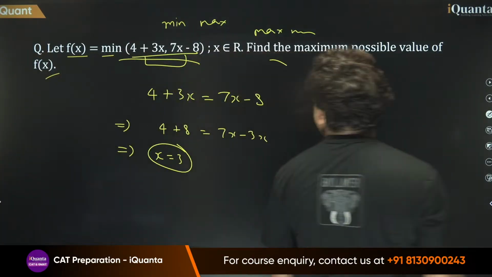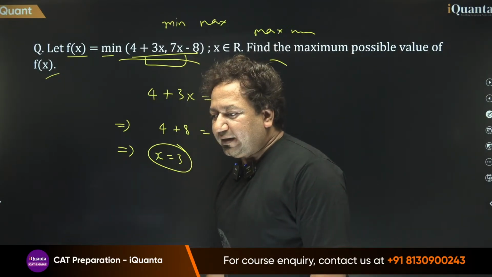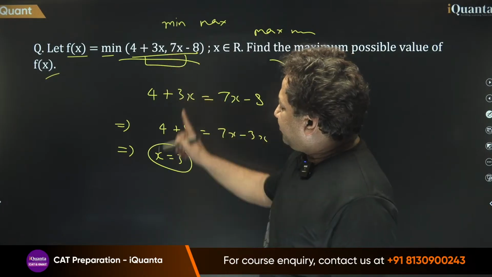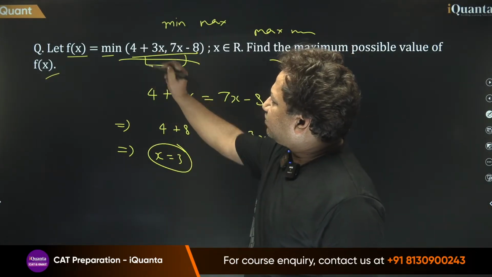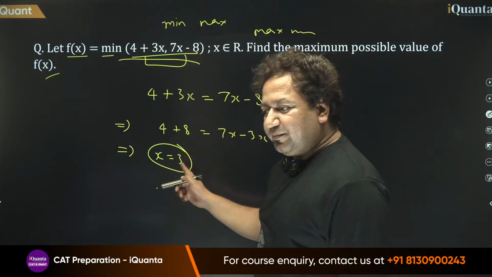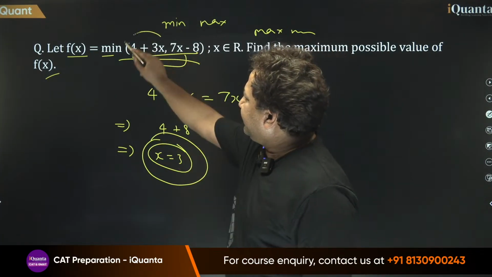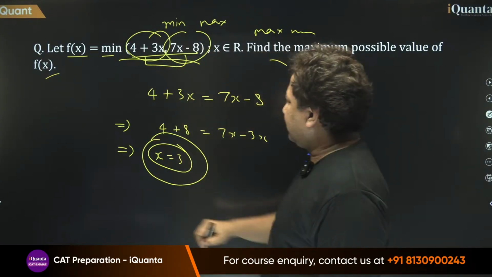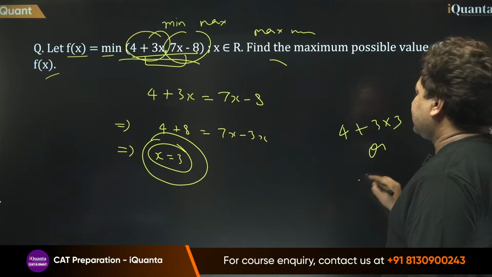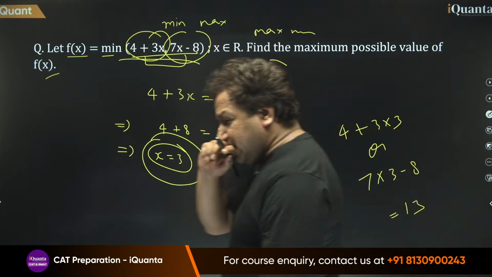So x is equal to 3 is not the maximum value. All right? You need to put this value here. So you put 3 here, 4 plus 3 into 3 is how much? 13. 7 into 3 minus 8 is also 13. So because I have solved these two and got x equal to 3, I'll put this value in the original expression in either of them. 4 plus 3 into 3, or 7 into 3 minus 8, you will get 13 in both the cases. That is the answer.